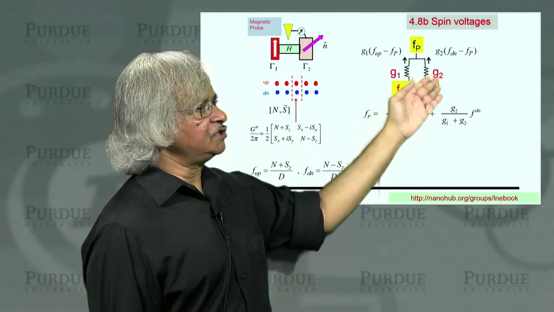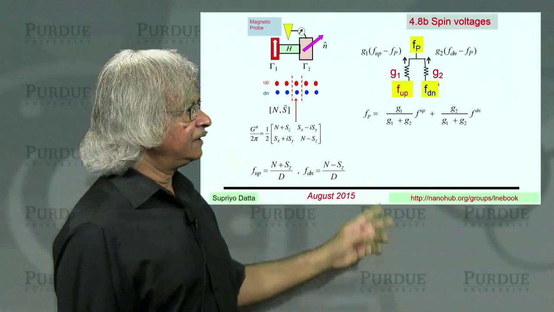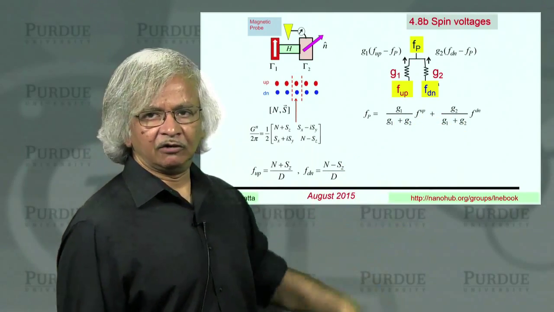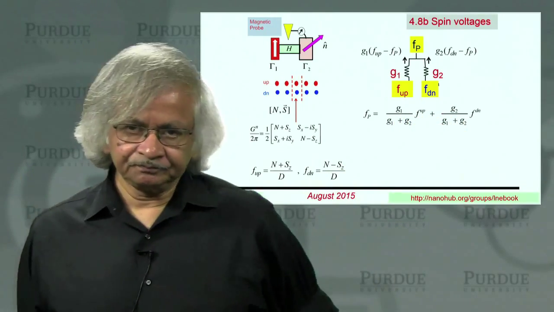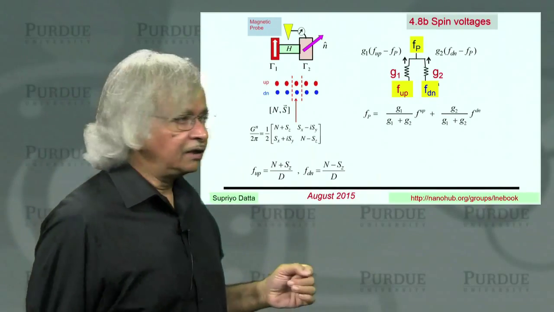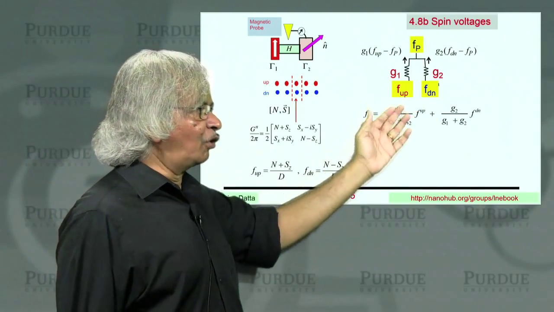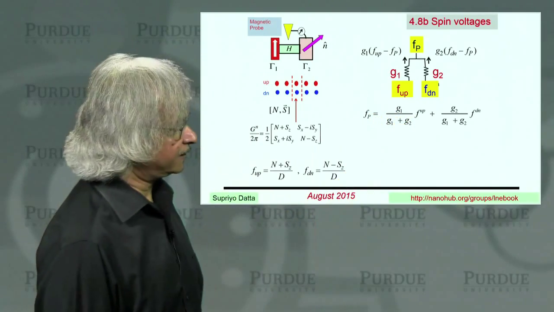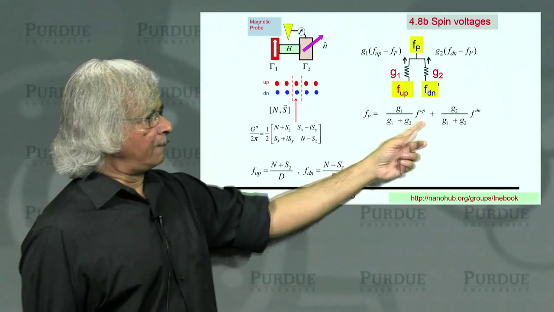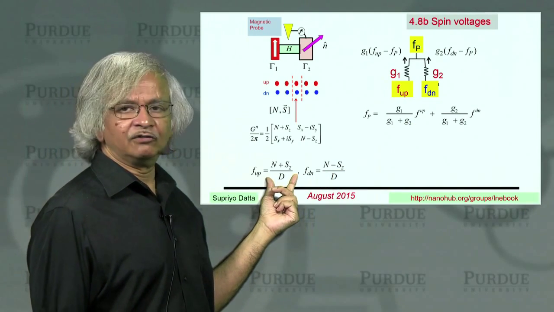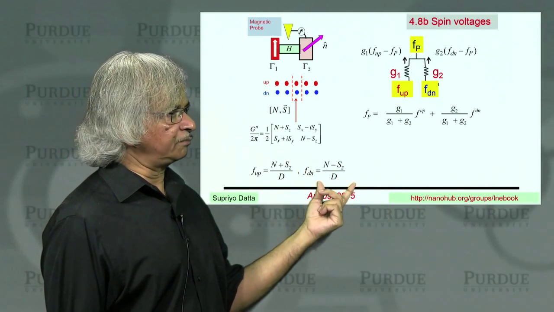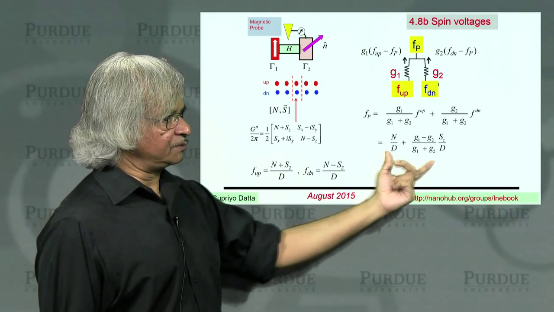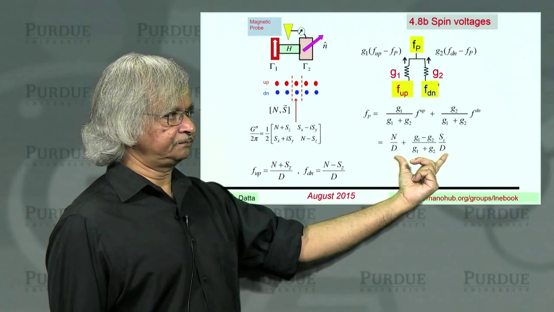Notice that if G1 and G2 were equal, then basically Fp would have been half of F up plus half of F down. It would just see the average. But if they are not equal, then it would be biased more towards the higher conductance, as you'd intuitively expect. Now, instead of F up, let me put in n plus Sz over d. And for F down, I can put down n minus Sz over d. And then, again, with a little algebra, you'd get this expression.